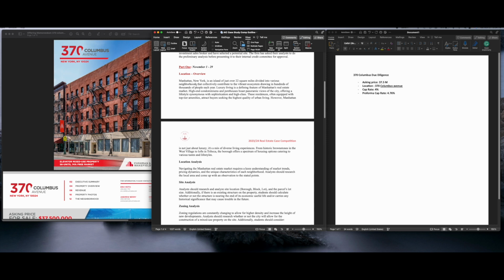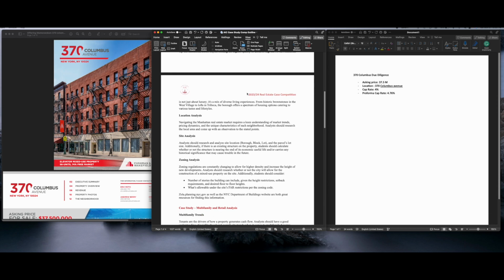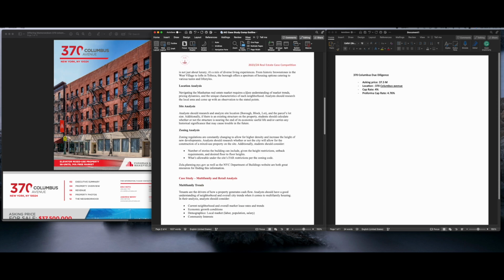So, location overview. This is generally just a broad explanation of the market that we are looking at. Manhattan, New York, just an island over 22 square miles, divided into various neighborhoods. This is where we're trying to look at. So we can just get started with location analysis.